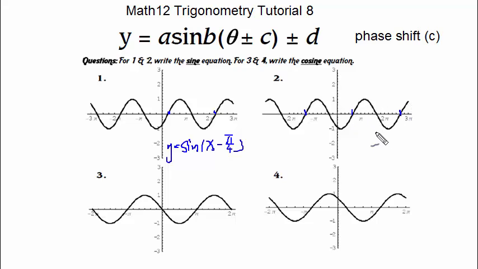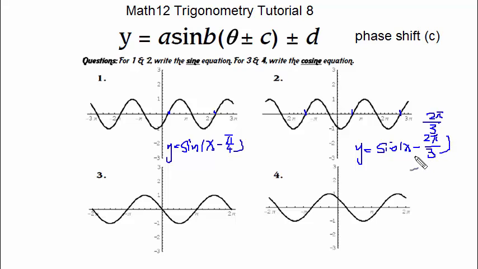Okay, so we have 1 pi here. Let me think. 1, 2, 3, 4, 5, 6. So we are moving 1, 2, 3, 4, moving 4 out of 6 pi, which is 2 over 3 pi, 2 pi over 3. So we're moving right by 2 pi over 3. So this function is going to be y equals sine of x minus 2 pi over 3.